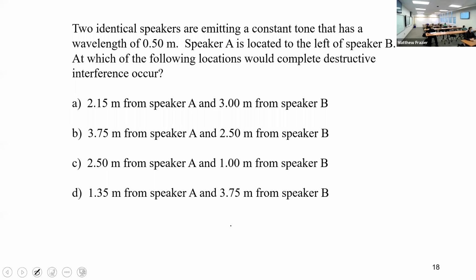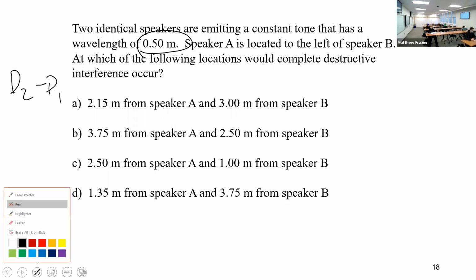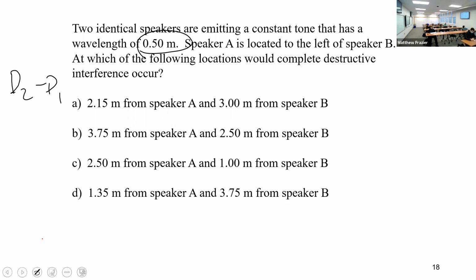So the point of this is to find out what D2 minus D1 is for each of these. And then you go and say, well, that number that you got, what is it in terms of the wavelength? So for the first one, we have 3 meters and 2.15. So the difference is 0.85 meters.